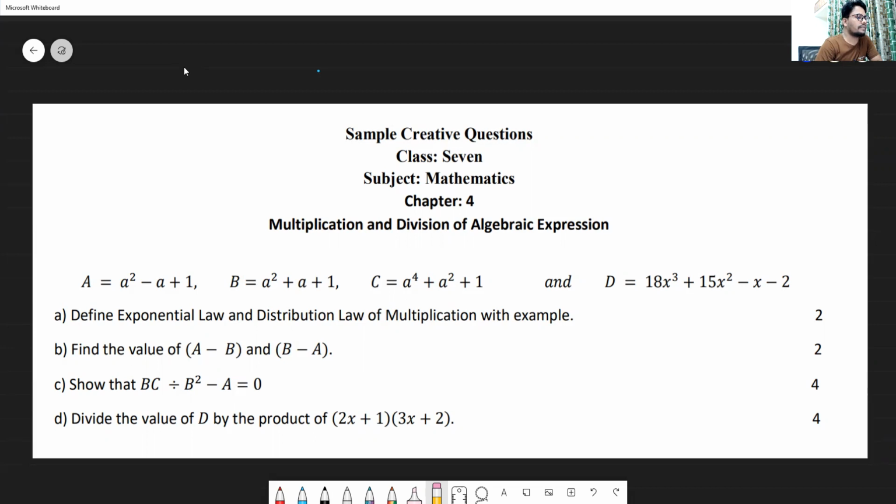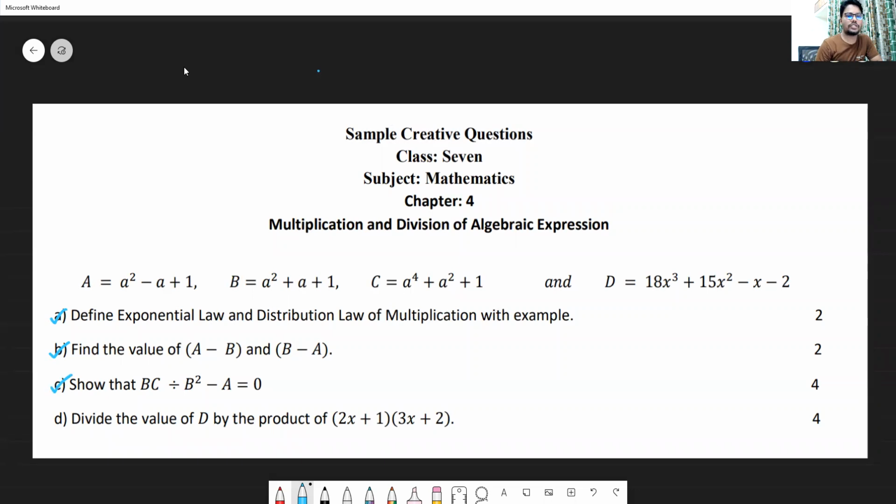In the A, its value is a square minus a plus 1, and B, its value is a square plus a plus 1, and C equal to a to the power 4 plus a square plus 1, and D equal to 18x cube plus 15x square minus x minus 1. So this information is given here. By using this information, there are total 4 questions. Number A, define exponential law and distributive law of multiplication with example. Number B, find the value of A plus B and A minus B and B minus A.